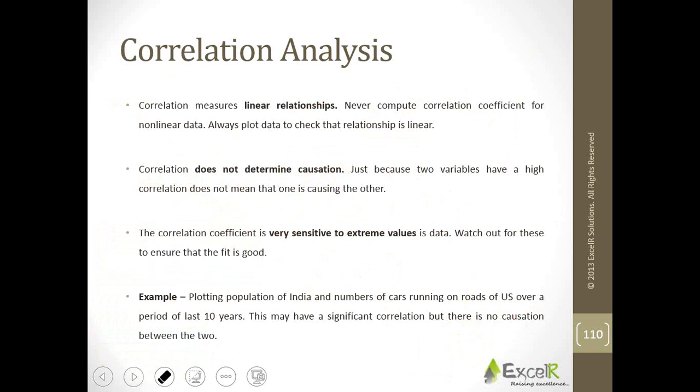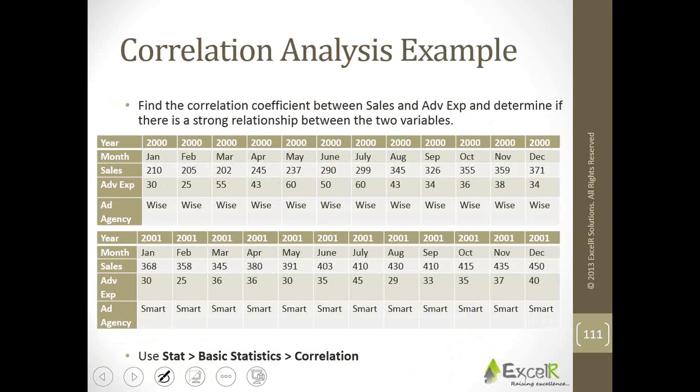An example is given. Plotting the population of India against the number of cars running on roads of the US over a period of 10 years. This may have a significant correlation, but there is no causation between the two, right? The population of India increased significantly over the last 10 years. The number of cars in the US also has increased. But is the population increase in India related to cars? There's no causation. But there might be a high correlation, which we do not know.